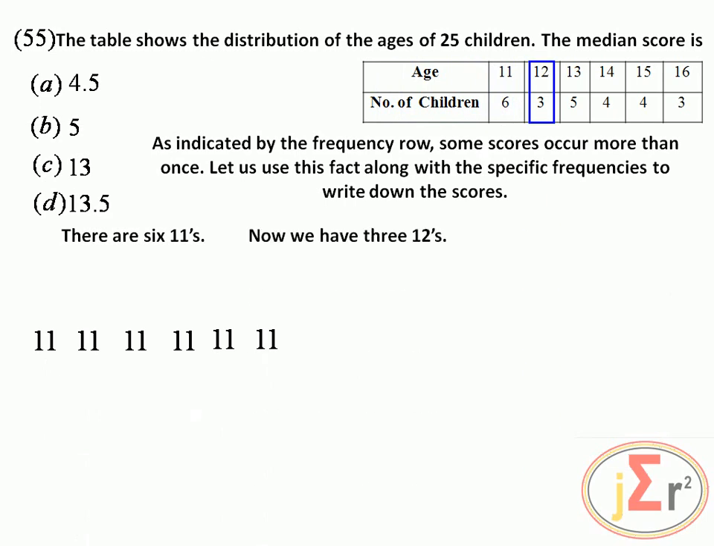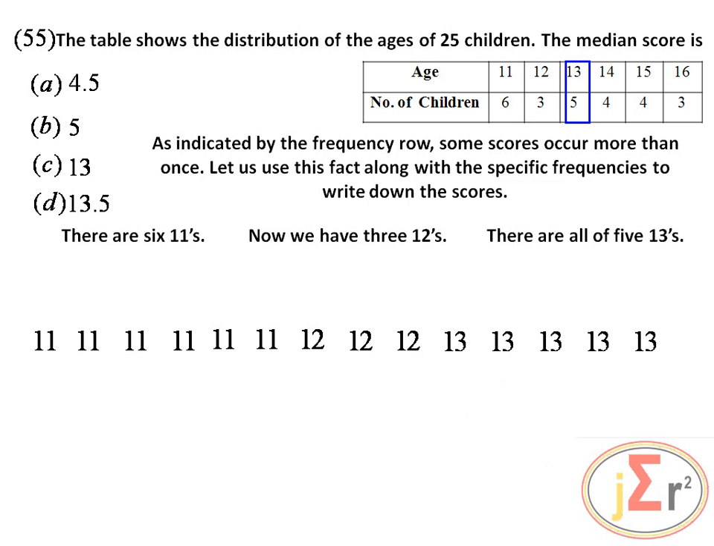Now we have 3 12s. 3 12s. And then what? Now we have 5 13s. There are all of 5 13s. 1, 2, 3, 4, 5.